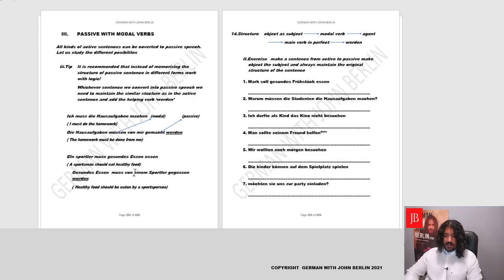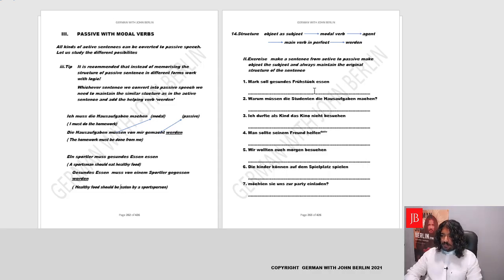So a sportsman should eat healthy food. Ein Sportler muss gesundes Essen essen or ernähren. Okay, let's stick with essen. Now how could we write this? We'll maintain the structure of the sentence. We'll change the subject. Basically, it'll become gesundes Essen. This is the object, and now it'll become the subject in the passive speech. So gesundes Essen muss von einem Sportler gegessen werden. Healthy food must be eaten by a Sportler. Yes, by a sports person.